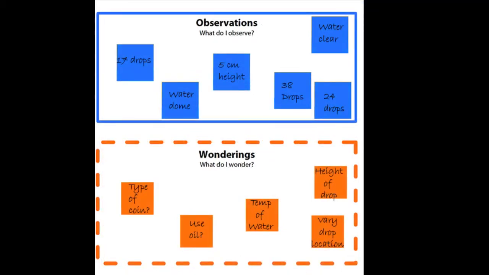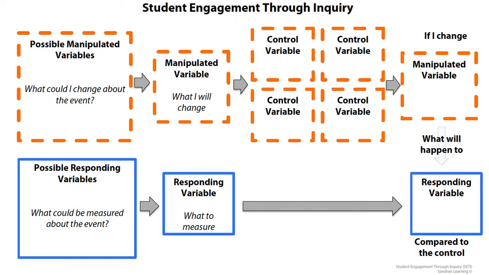To start with, we're going to use our observe and wonder chart that you'll recall from a previous blog posting, and I'm just going to take some data that students could potentially create and fill in the table. And here you can see in this particular situation, the observations are blue and the wonderings are in orange.